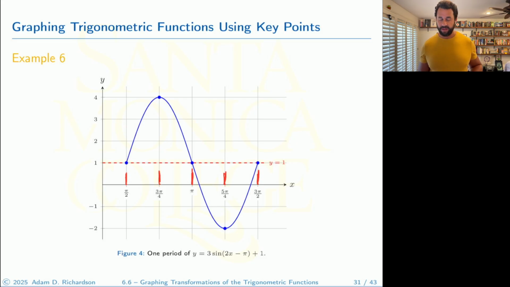If the period is pi, that means omega is going to be 2. Oh, there's a midline. The midline is 1. That means there's a vertical shift of 1. Okay, great. Oh, look, there's a phase shift. Pi over 2 is the phase shift, which means, again, omega is 2, and phi is going to be pi. There it is. Oh, the amplitude is 3, so there's a vertical scaling factor of 3. We can see all of that from just the picture.